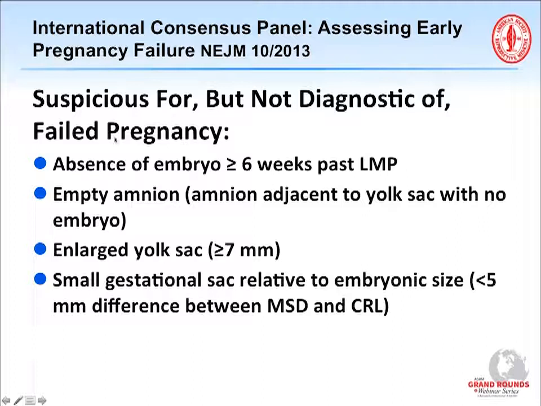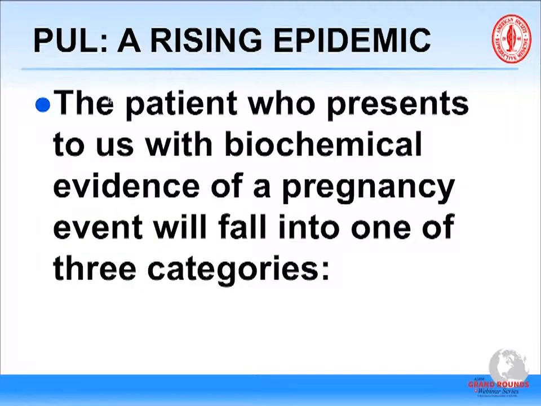Suspicious for, but not diagnostic of a failed pregnancy, well, an absence of an embryo more than or equal to 6 weeks past a firm LMP, an empty amnion, in other words, an amnion adjacent to a yolk sac with no embryo. They're saying a yolk sac they use greater than or equal to 7 millimeters, and a small gestational sac relative to embryonic size. In other words, less than a 5 millimeter difference between mean sac diameter and crown rump length. These are things that are concerning but not diagnostic of a failed pregnancy. So let's get back to this PUL, pregnancy of unknown location.